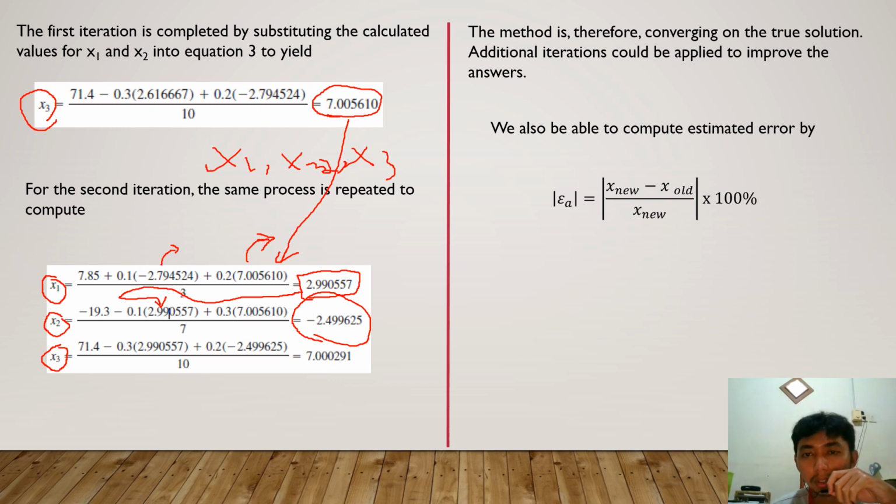The method is therefore converging on the true solution. Additional iterations could be applied to improve the answer. And as it is an iterative method, we can compute the estimated error by computing the absolute value of x new minus x old over x new, times 100%, and we can obtain the estimated error for each iteration that we have passed.